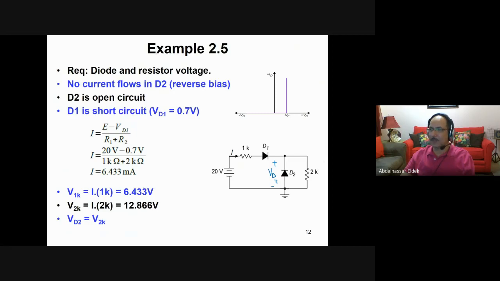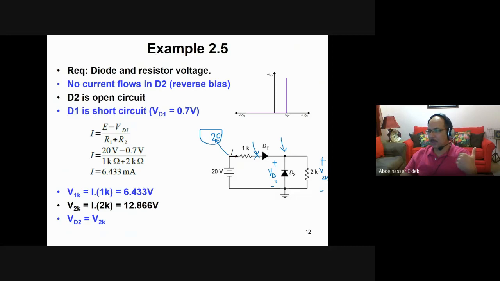The voltage across the resistor is the same. So this VR, or V2K, as I call it here, is the same as VD2. There's no difference because they are parallel to each other. And I want to calculate this current. So how do I calculate the current? The current equals this voltage, which is 20 volts, minus this voltage, sorry, divided by 1K. This is how you calculate the current.